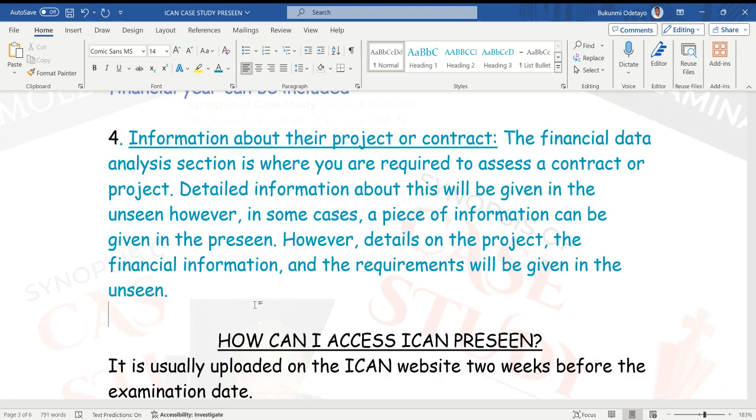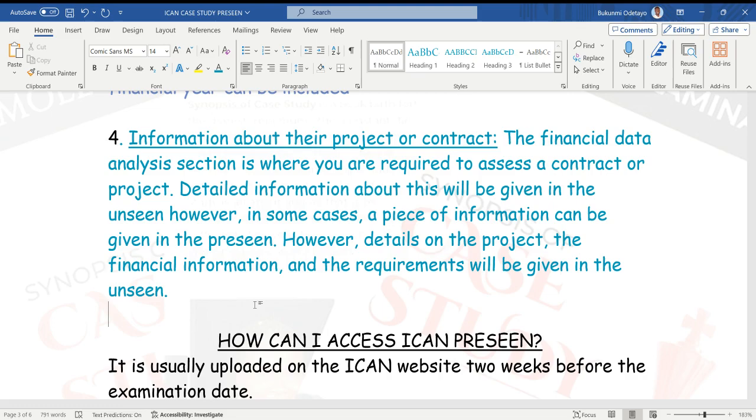And if they don't give any information, that's not a problem. I've released a video on financial data analysis. So you can just look at how financial data analysis is done. You understand? Go through your study text, read it as well, and prepare yourself for financial data analysis. But sometimes they just give you a glimpse. They just open the curtain a bit and show you a little of what they're going to ask you, but they'll not give you detailed information until you see the unseen. That's when you see detailed information.